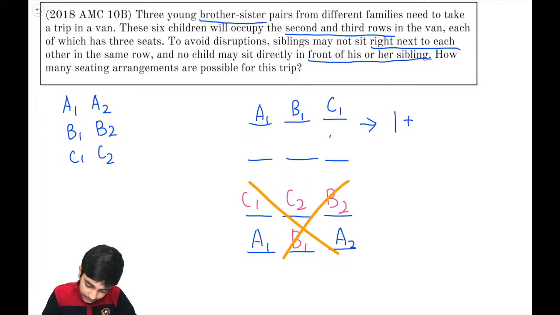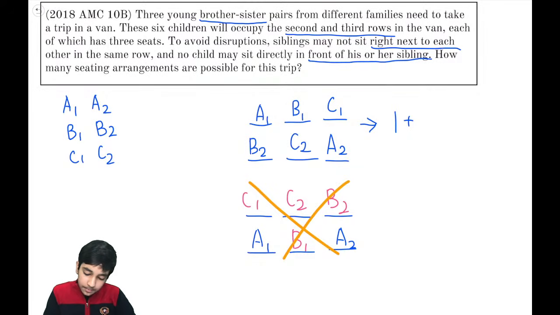If A2 is right here, then B1 has to go here. B2 has to go here because B2 cannot go in this position, since that would mean B1 and B2 are in the same row, and that's not allowed by our problem statement. And that would force C2 to go here, and we see that does work, since the A's, the B's, and the C's are all in different columns and rows. So this is another case. So a total of two cases.